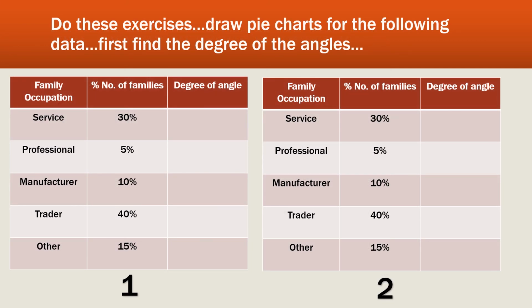Now what I want you to do is some of these exercises where you have to draw pie charts for the data that is given in the slides. First, you have to find the degree of the angles, and for that I've given you your formula, which is the percentage, that is 30 upon 100 into 360, giving the degree of the angle. So you have to fill up the degree of the angle and then follow the instructions that were given previously. Take a compass, draw your circle, draw the radius, place your protractor, plot the angle, draw a new radius, place your protractor at the level of the new radius, and so on.